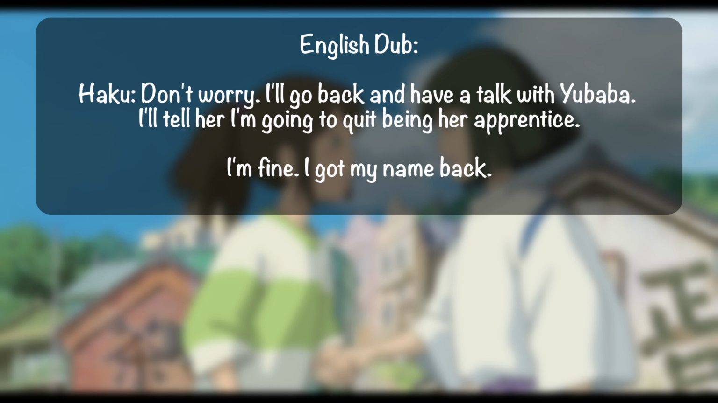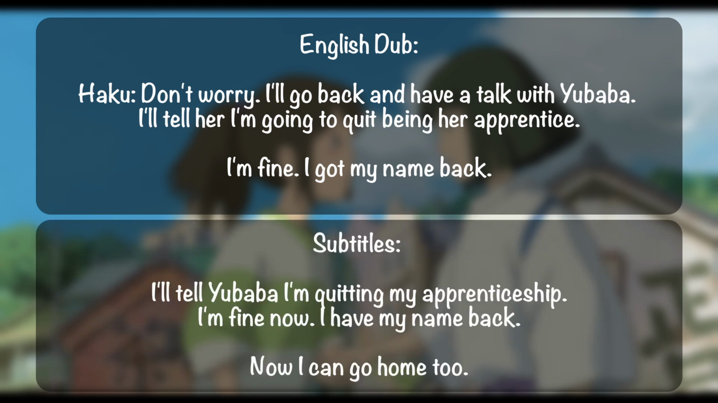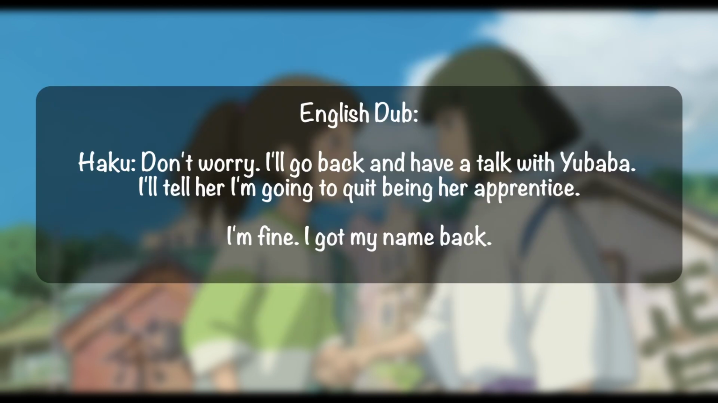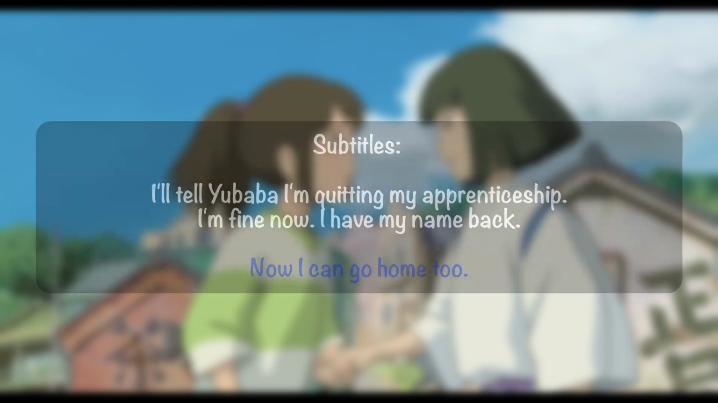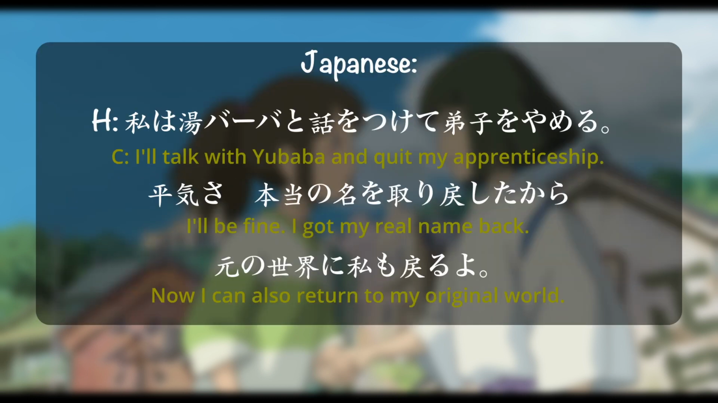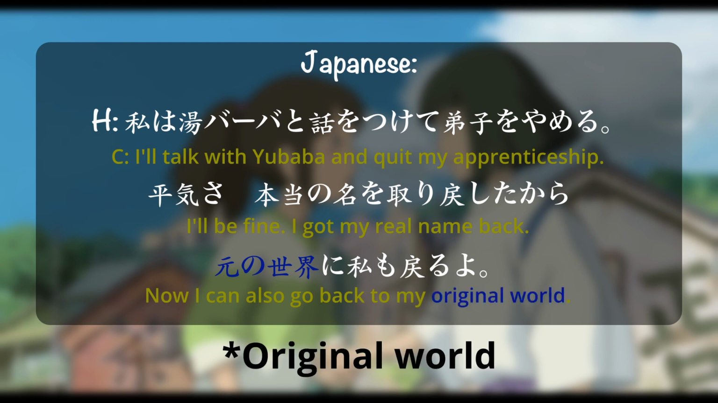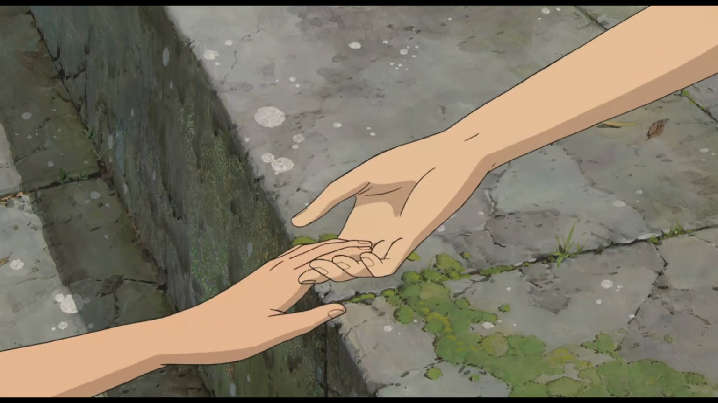Going back home. "Don't worry, I'll go back and have a talk with Yubaba. I'll tell her I'm going to quit being her apprentice. I'm fine. I got my name back." Subtitles: "I'll tell Yubaba I'm quitting my apprenticeship. I'm fine now. I have my name back. Now I can go home too." Japanese: "I'll have a discussion with Yubaba and quit my apprenticeship. I'm fine. I got my name back so I can return back to my original world." You can see that the English version says nothing about going back home, while the subtitle does. In Japanese, it's a bit more specific, referring to home as "moto no sekai," or original home. I do wonder where his original home might be.